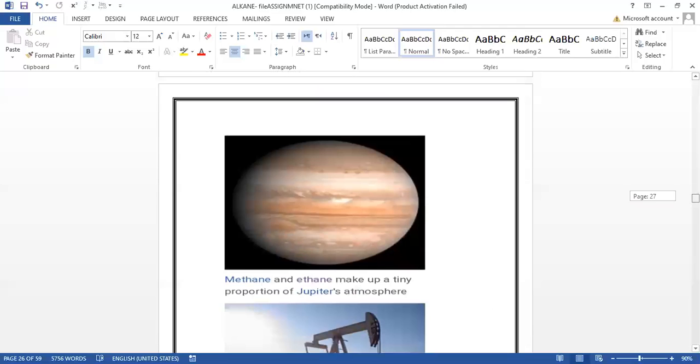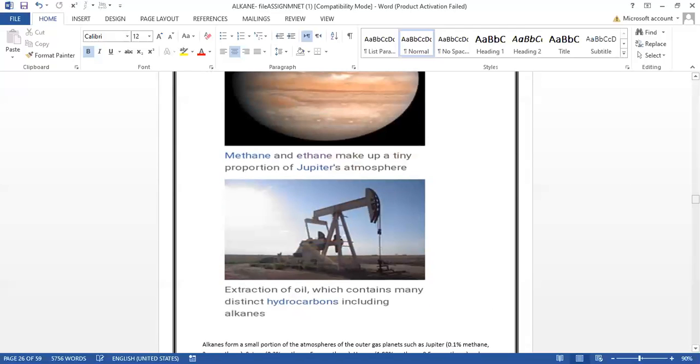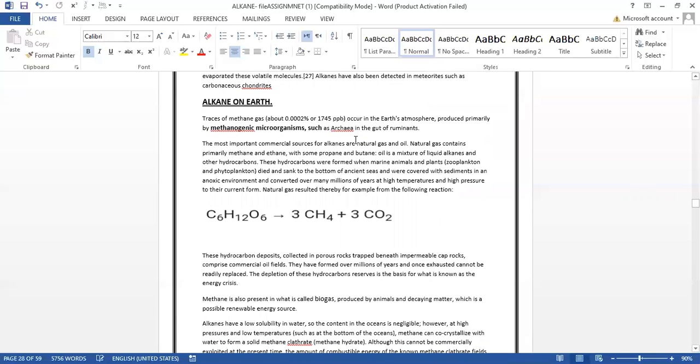Now, what are the occurrences in the universe? Methane and ethane make up a tiny portion of Jupiter's atmosphere. Extraction of oil gives many distinct hydrocarbons, including alkanes. So, alkanes on Earth: traces of methane gas occur in the Earth's atmosphere, produced primarily by methanogenic microorganisms such as archaea in the gut of ruminants. Glucose is broken down into methane and carbon dioxide.